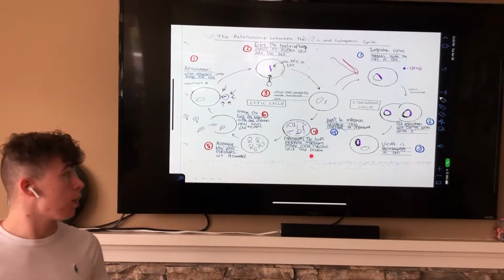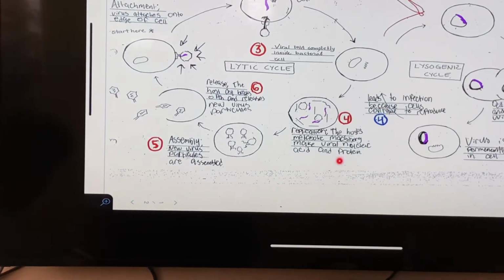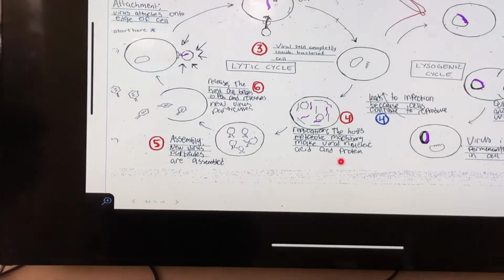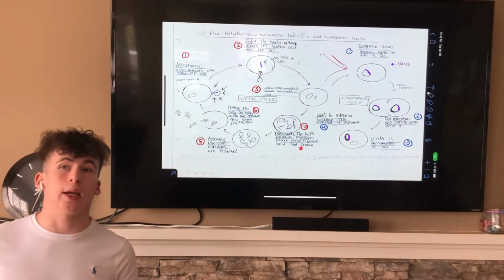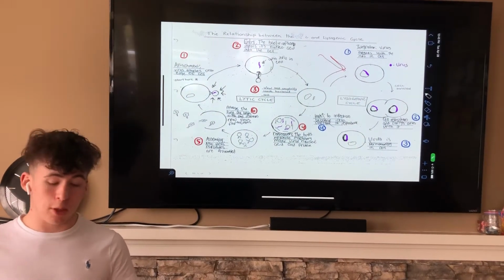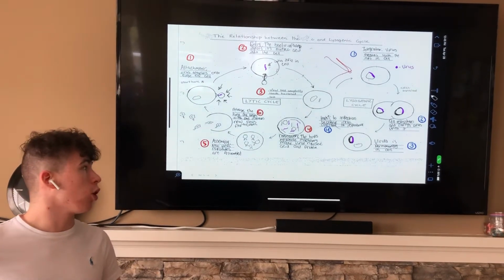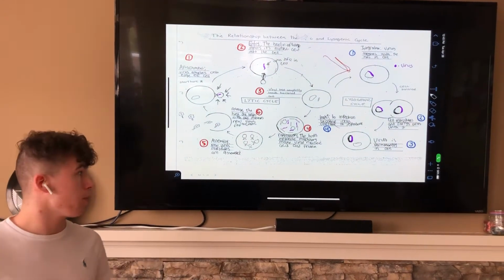We now move down to step 4. This is the replication phase. So this is going to be the phase where they make all the parts, the same way you would with Legos. They haven't been built yet, but you have all your parts to make several new viruses.